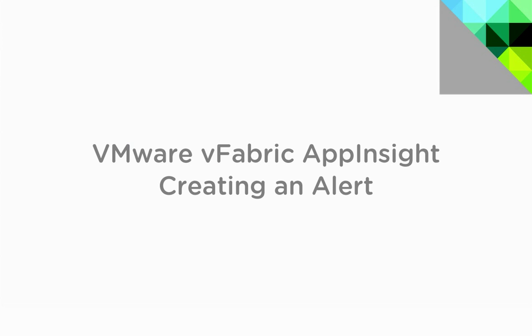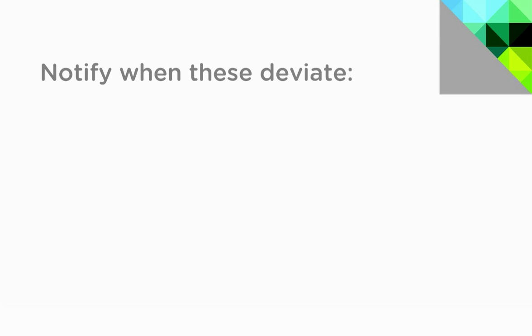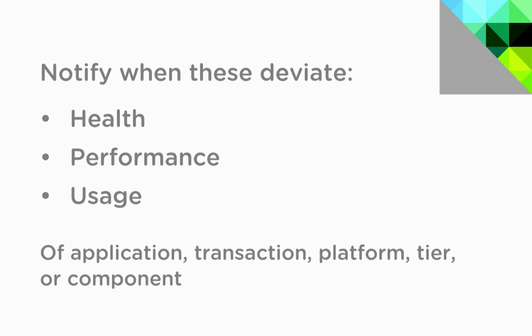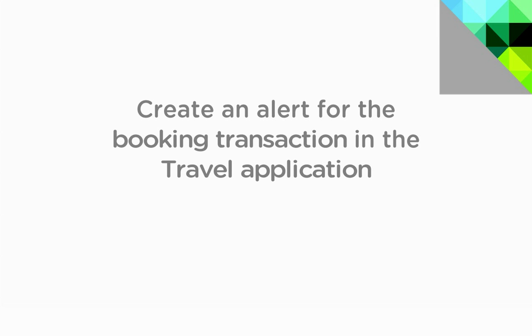In this demo clip, we will create an alert in AppInsight. This feature allows us to be notified when the health, performance, or usage of our application, or any associated transaction, platform, tier, or component, deviates from normal. In this case, we are going to create an alert for the booking transaction in the travel application.